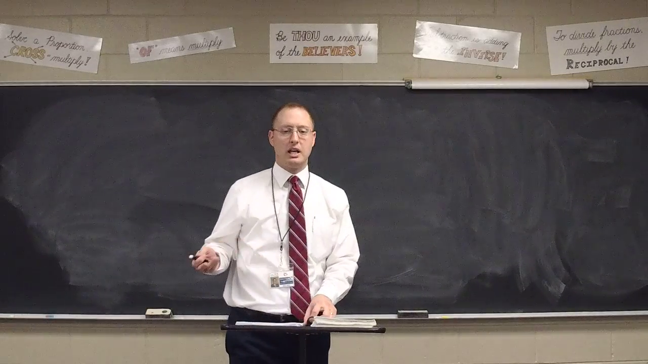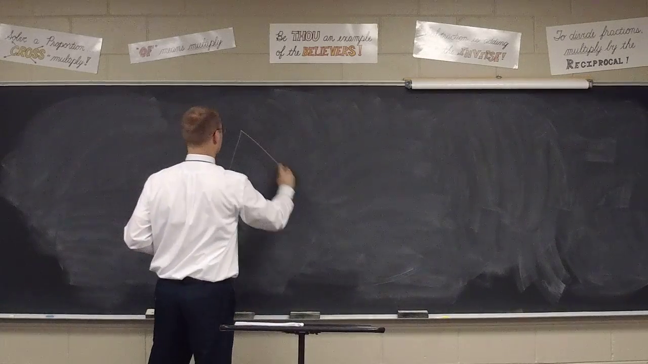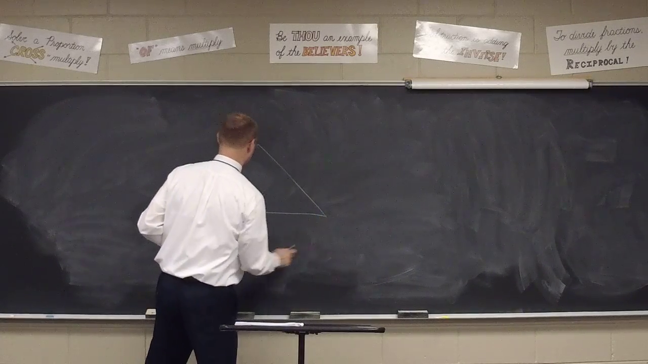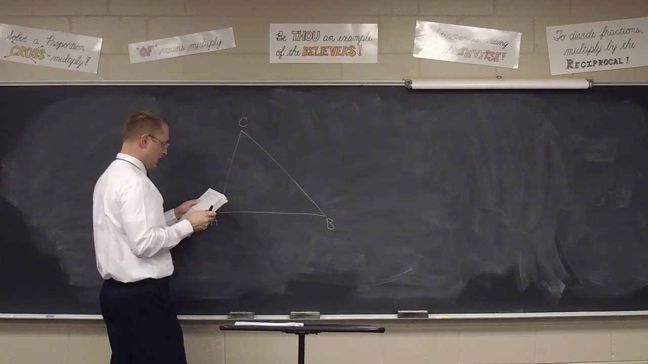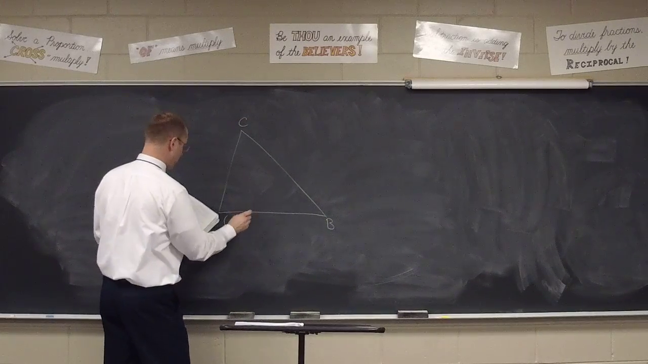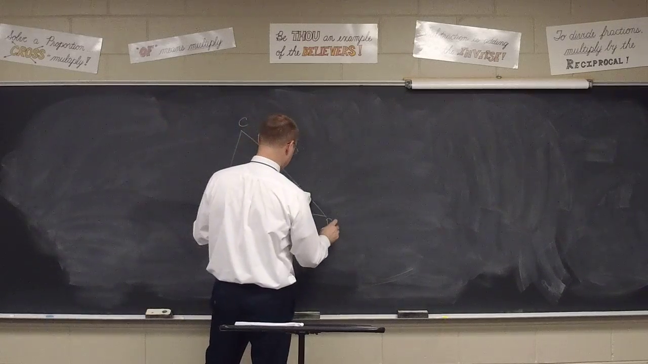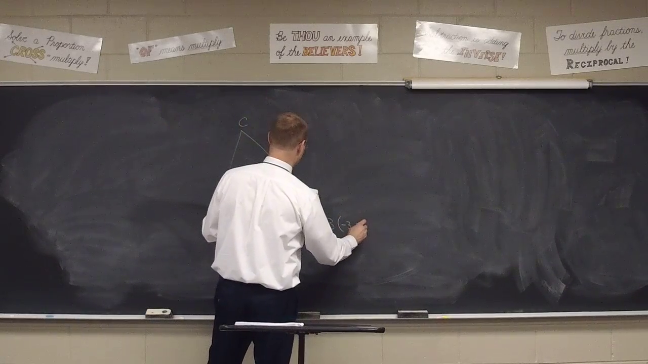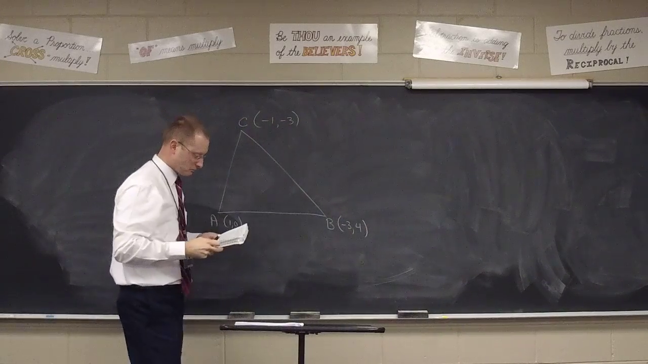All right, so kind of like we did in the previous section, let's start by drawing a nice big triangle. Give ourselves plenty of room to work here and label it ABC. We'll put the coordinates there. A was 1, 0 on number 1, letter A. Letter B, vertex B is at negative 3, 4. Vertex C at negative 1, negative 3.